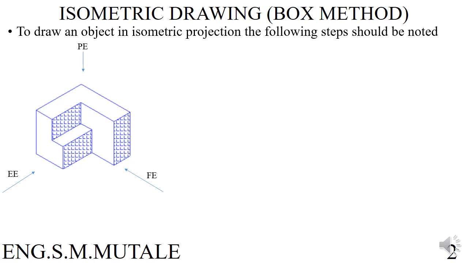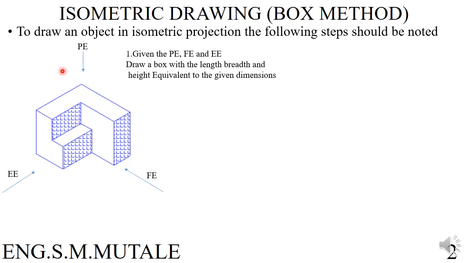When the question comes, they'll give you this view, which is the end elevation, that view, as well as that, and then they would want you to produce this 3-dimensional object. So what are the procedures, or what are the steps? Step number 1: when given the plan, front and end elevations, you need to draw a box with the length, breadth and height equivalent to the given dimensions.